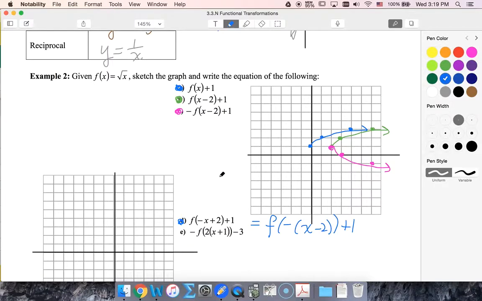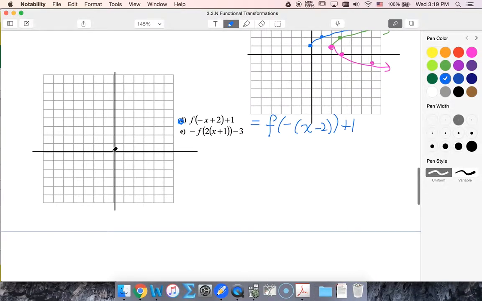So if I take (0, 0), reflect it over the y-axis, it stays there. I'm going to move it up 1 and 2 to the right. I'll take the point (1, 1), reflect it, move it up 1, 2 to the right. I'll take the point (4, 2), reflect it, move it up 1 and 2 to the right. So now I've taken my graph, reflected over the y-axis, up 1, 2 to the right.